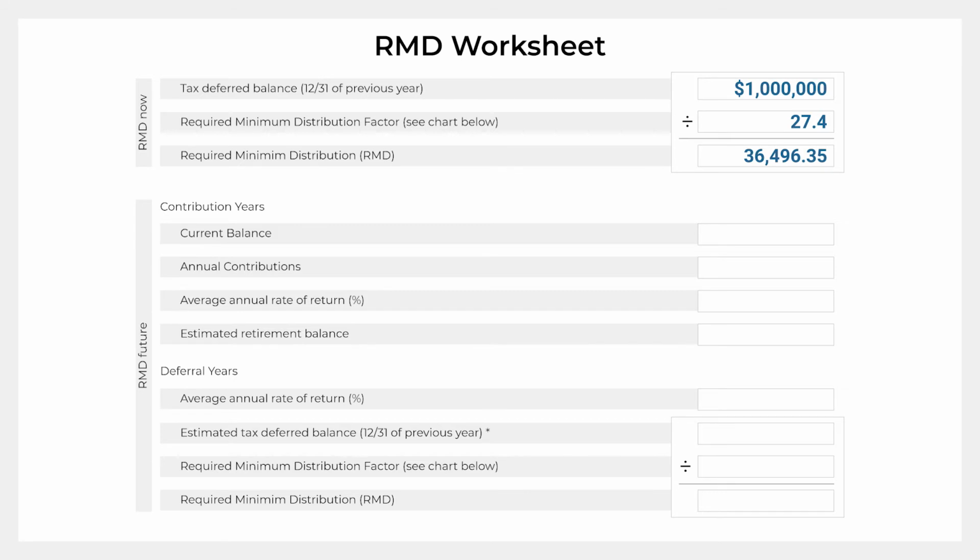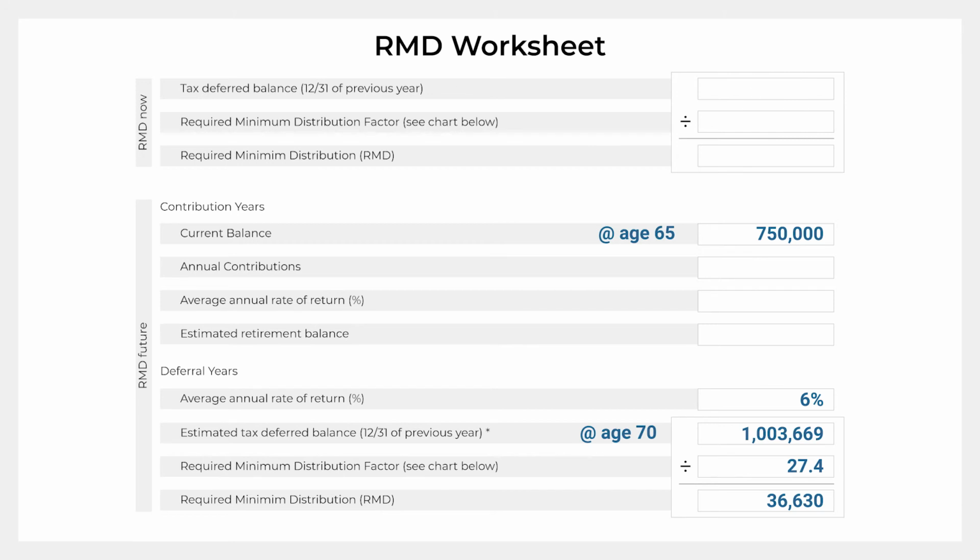This first example is very similar to Bobby that we just shared. You'll see in the top section that his current tax deferred balance totals $1 million. His RMD factor based off of his age, 70, is 27.4, which calculates out to an annual required minimum distribution of $36,496.35.